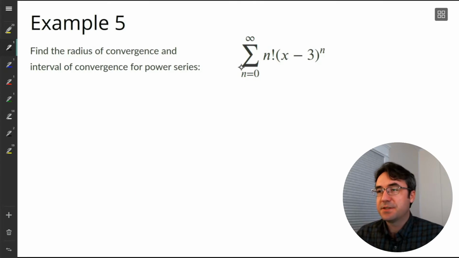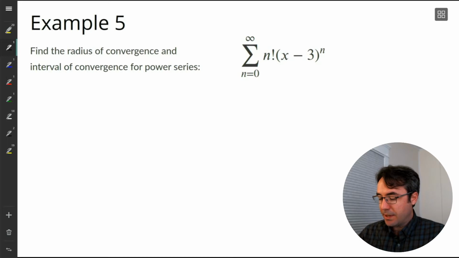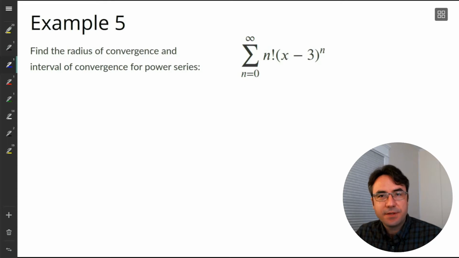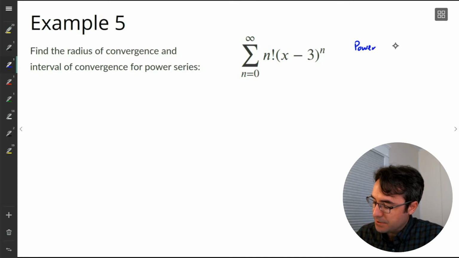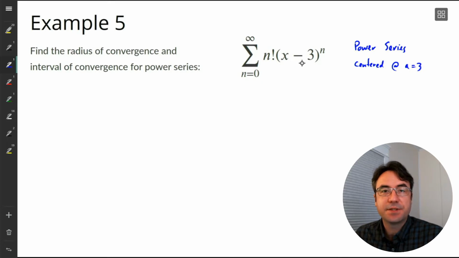And our power series here is the sum from n equals 0 to infinity of n factorial times x minus 3 raised to the power n. Now, when we look at this series, let's make a note here. What is the center for this power series? Well, it's a power series, and it's centered at a equal to 3. This is that number right here. We think of that generally as the center value for our power series. So this is a power series centered at a equals 3.